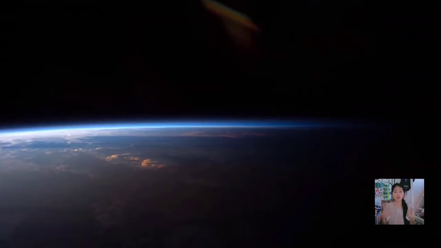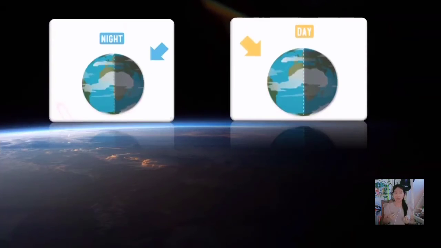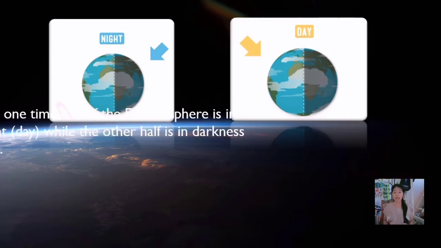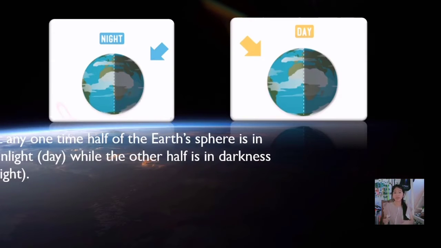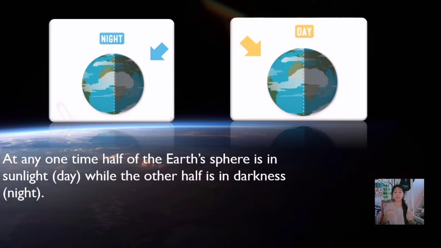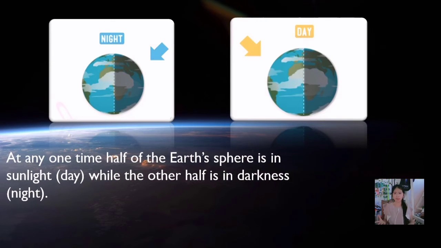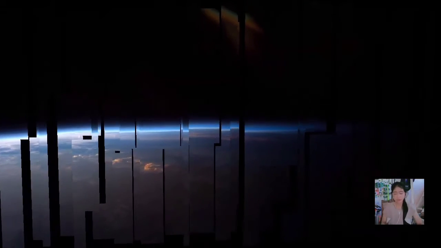So if you're on the side of the Earth that's facing away from the sun as the Earth is spinning, it's night. If you're on the side facing the sun, it's day. So now hold on tight, because the Earth is actually moving in more ways than one. At the same time that the Earth spins on its axis, it also orbits or revolves around the sun. This movement is called its revolution.